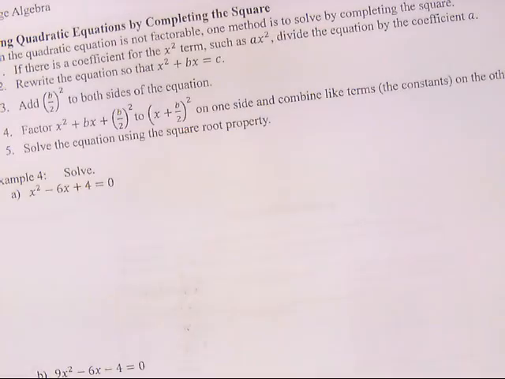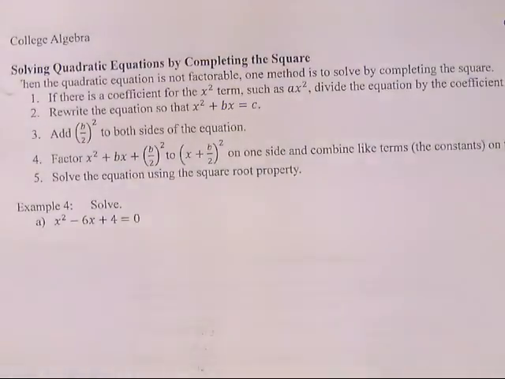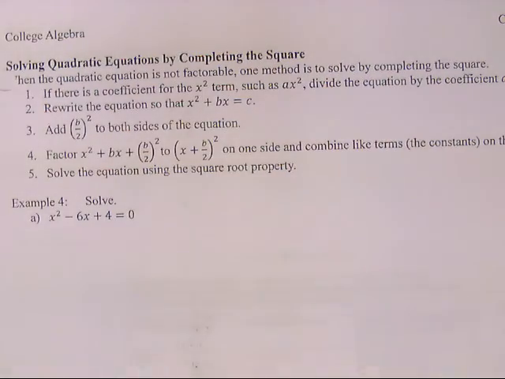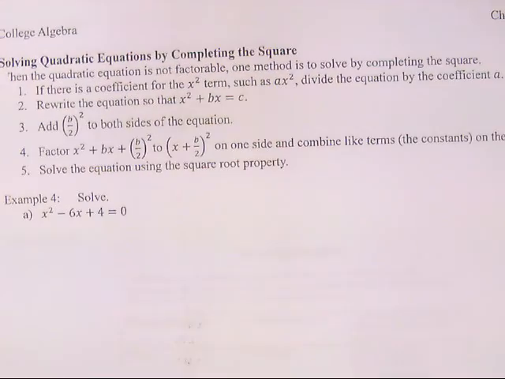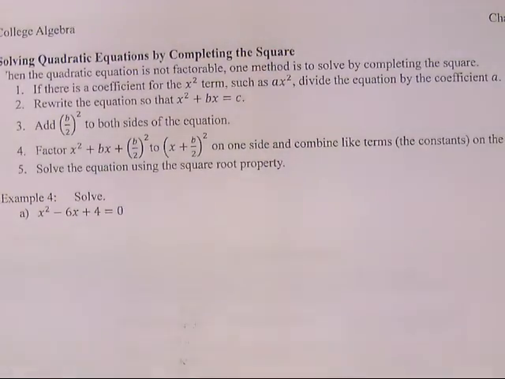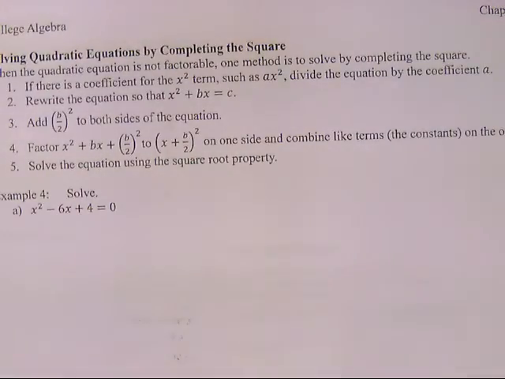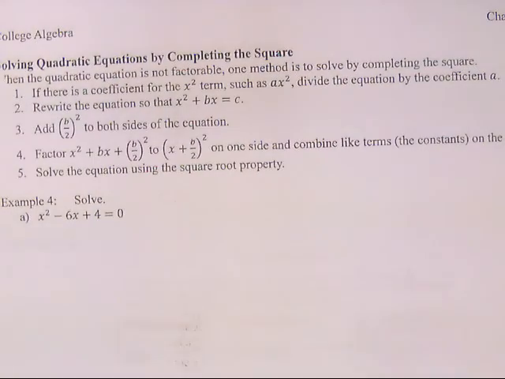Alright, next we'll look at how to solve a quadratic equation by using that concept of completing the square. When a quadratic equation is not factorable, then one method is to solve by completing the square. And here's the procedure for that. If there is a coefficient for the x squared term, such as ax squared, you want to divide the equation by that coefficient, which is a.